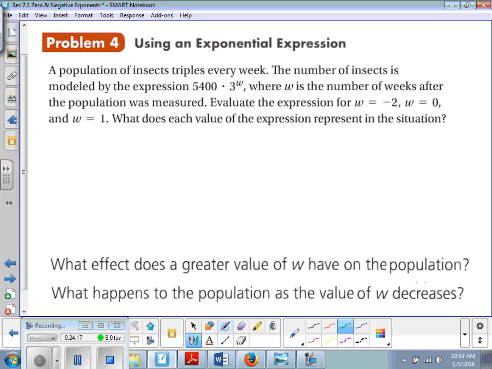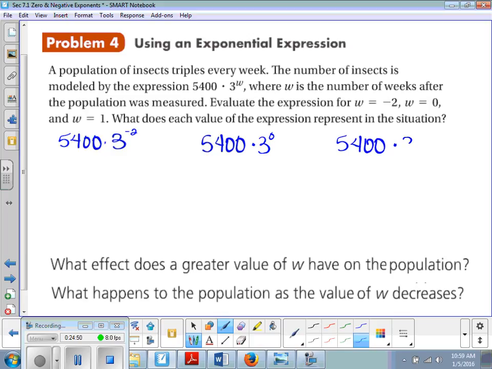All right. So when we evaluate, all we're going to do is substitute those values into our expression. So we have 5,400 times 3 to the negative 2. We have 5,400 times 3 to the 0. And we have 5,400 times 3 to the first. For the first one, what do I have to do with this? Negative exponent. You need to flip it. So we're going to go ahead and take this down to the denominator. So I'm going to rewrite this, and we've got 5,400 over 3 squared.